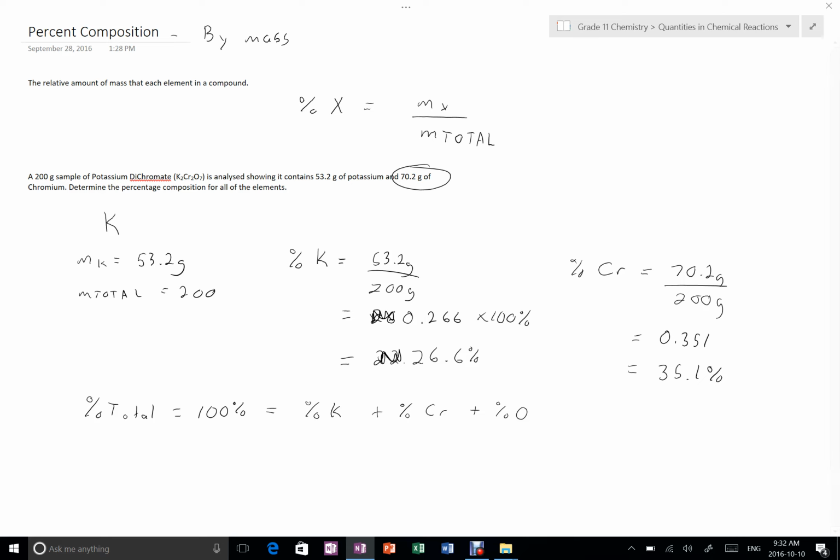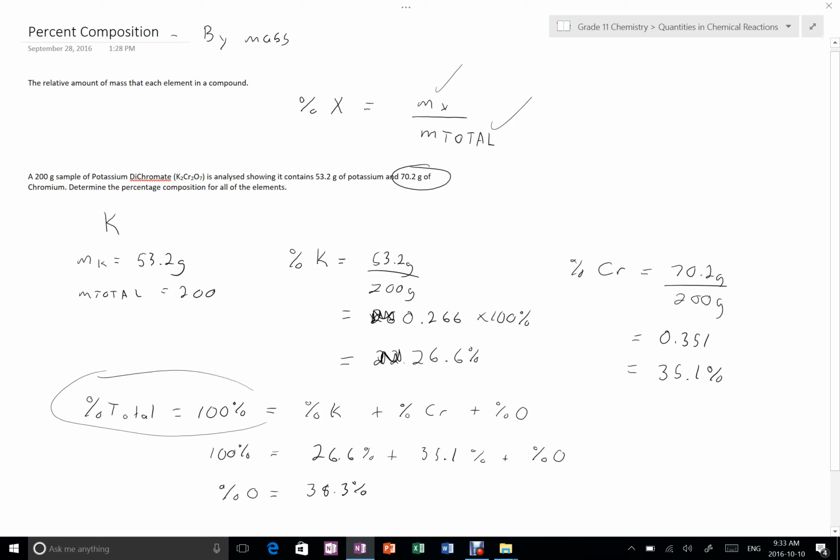So if this guy's 26.6 and this guy's 35.1, then what's left over for oxygen? Percentage of oxygen is 100 minus 26.6 minus 35.1, which is 38.3% oxygen. So we can get a percent composition by taking the mass of that element divided by the total mass, or if we don't have the mass of the element, we can figure out the last element by recognizing that the total percent composition has to add up to 100.